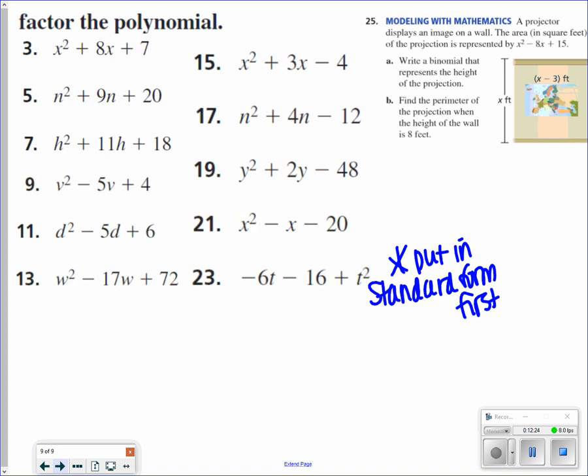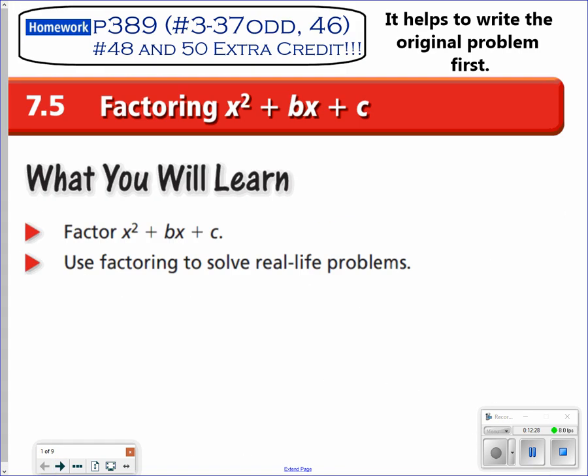Your homework assignment tonight, going back to the first page, is page 389. Please make sure you talk to your teacher. This is really the beginning of some more complicated factoring. So please make sure that you are working on this. And if you have questions, talk to your teacher. And good luck.